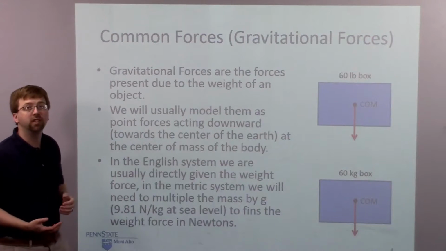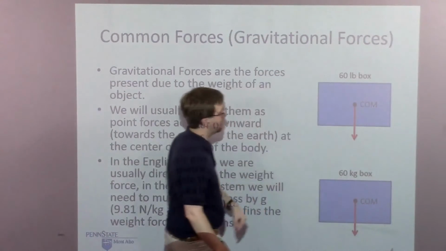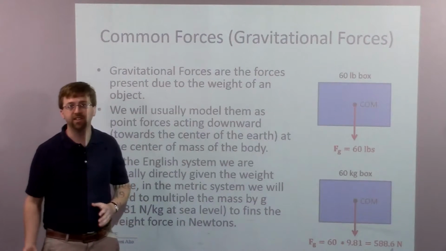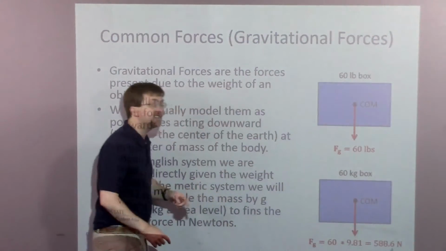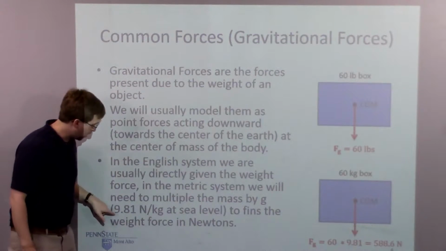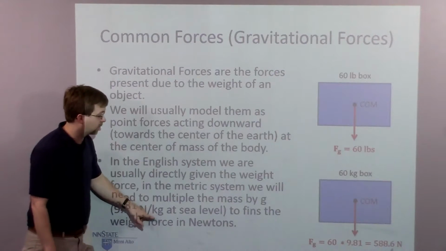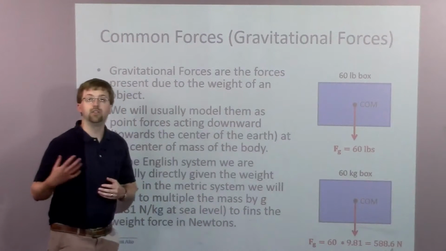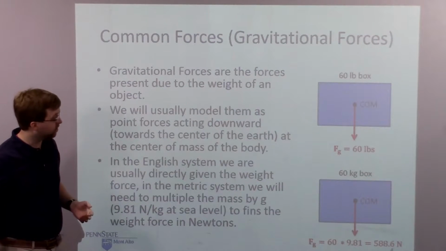And in an English system, we're usually given weights. And so if I have a 60-pound box, this gravitational force is going to be 60 pounds going straight down. And if I have the metric system, we're given a mass. And so a mass is different than a weight. So if I've got a 60 kilogram box, I need to multiply that by the acceleration due to gravity, or g. And that g for the metric system is 9.81, and one of the units we can use for this is newtons per kilogram. So 60 kilograms times 9.81 is 588.6 newtons. That is the weight force that is acting on my 60 kilogram box.